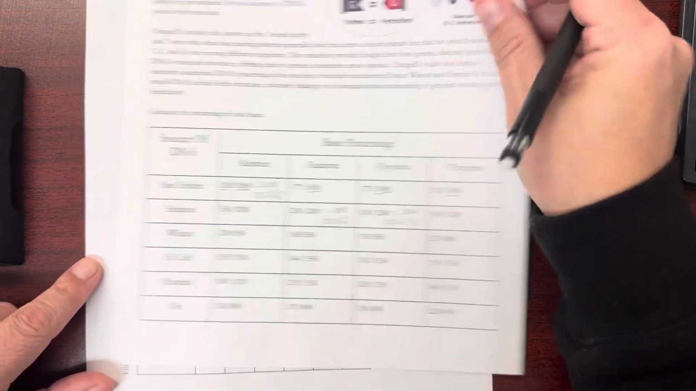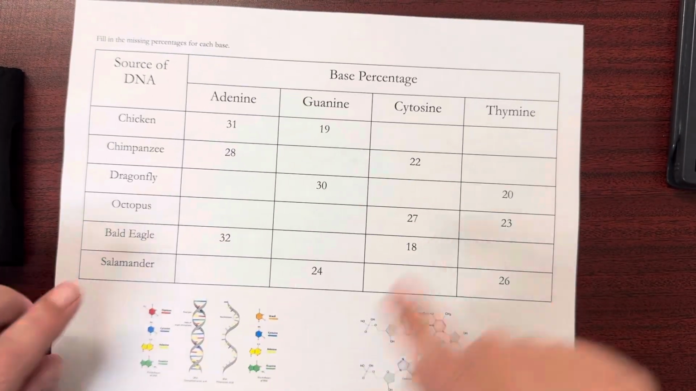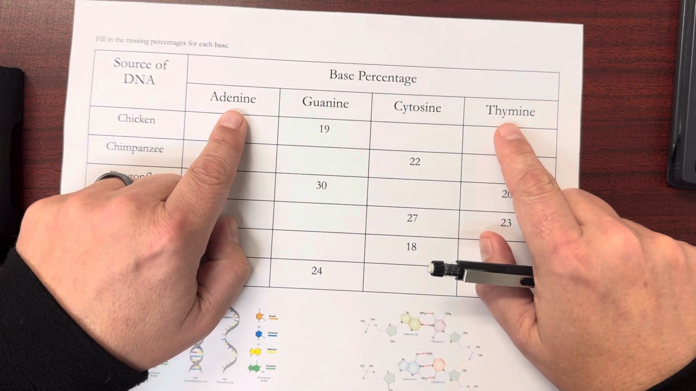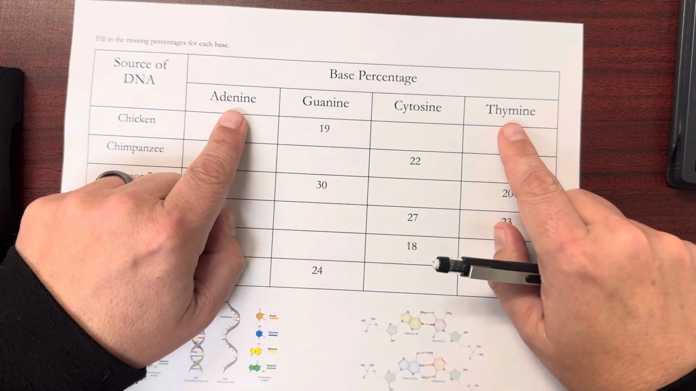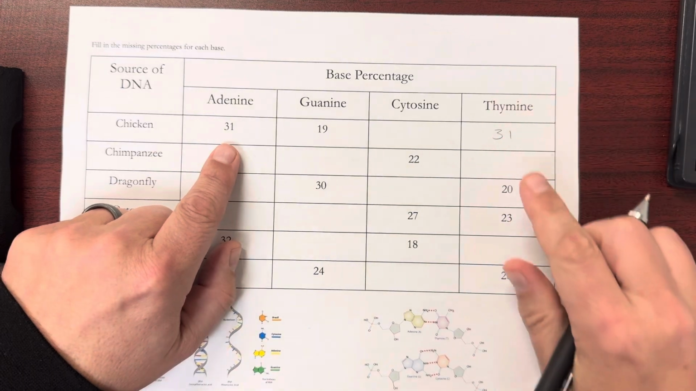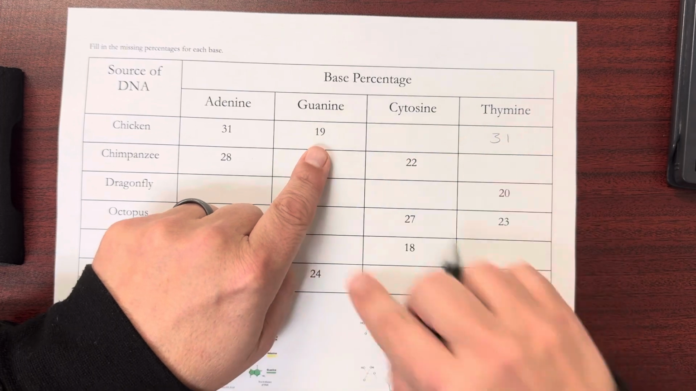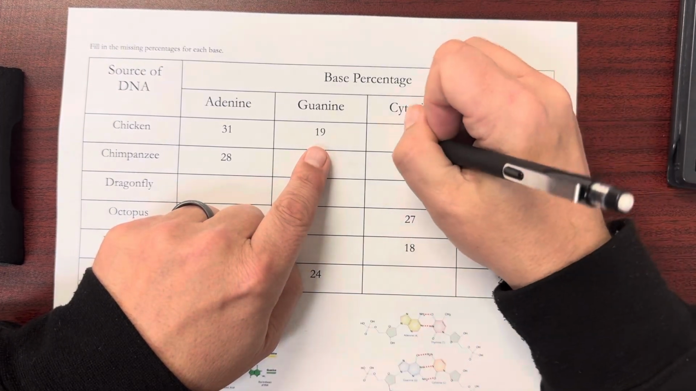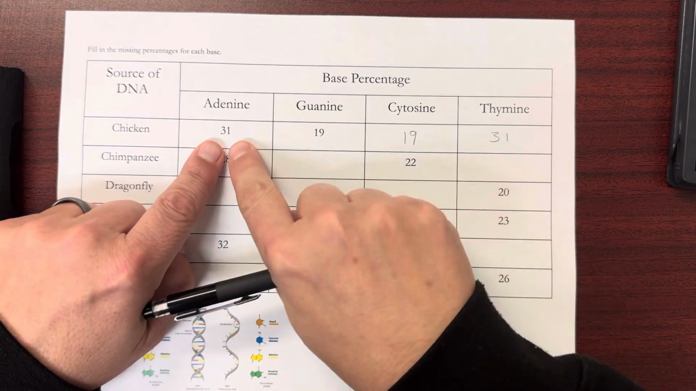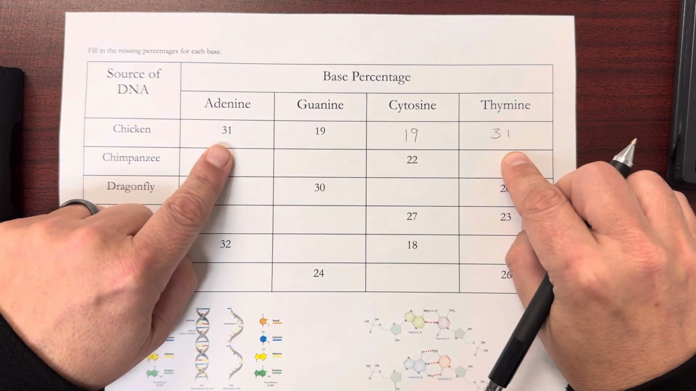And then on the back, what we're doing here is we're filling in the missing percentages. Now we already know that adenine and thymine pair up, so these percentages should be close, or in this case, they're going to be the same. So 31 and 31. And I know guanine and cytosine should also be close, or again, in this particular case, they're going to be the same. So 19. Now, all 4 of these numbers are percentages. When they add up, they should equal 100%.